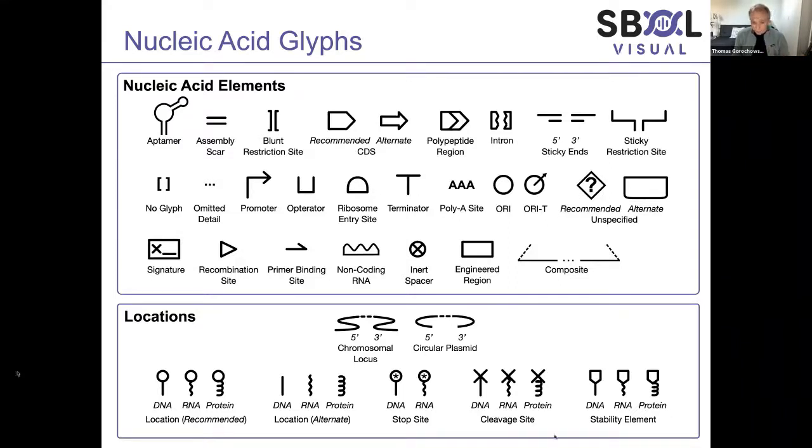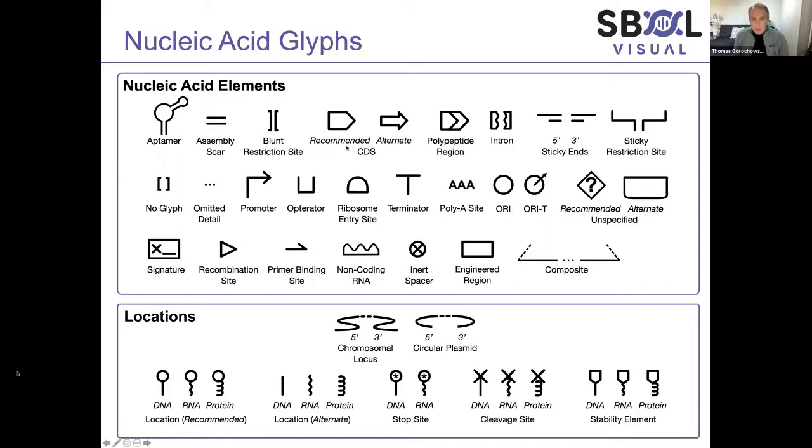So for example, stop codons in say an RNA, or maybe a transcription end site, transcription termination site even, as well as things like cleavage sites, or perhaps even sites that promote stability of the element itself.